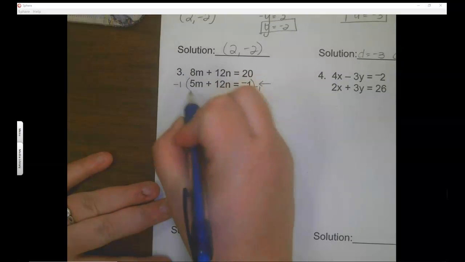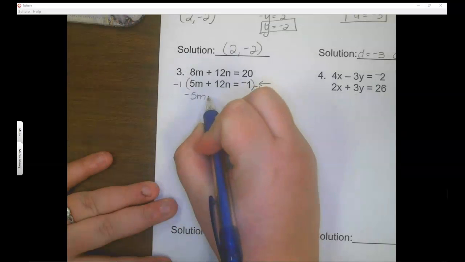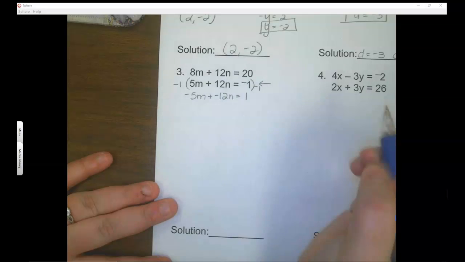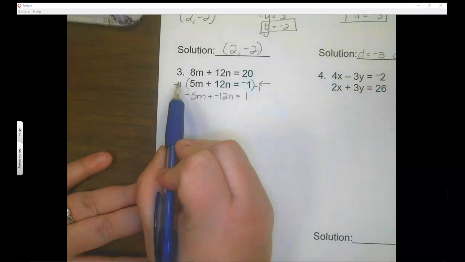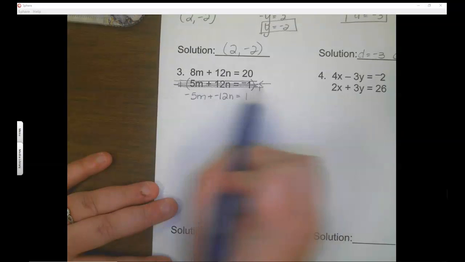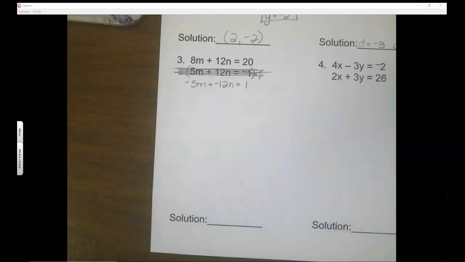So let's look. So this is going to change to -5m. It's going to change to -12n. That's going to change to a +1. Now, I like to then scratch that out because I no longer have that one. But I do use that one to check my work, so I don't want to scratch it out so much. But some people like to rewrite both equations, and that's fine.